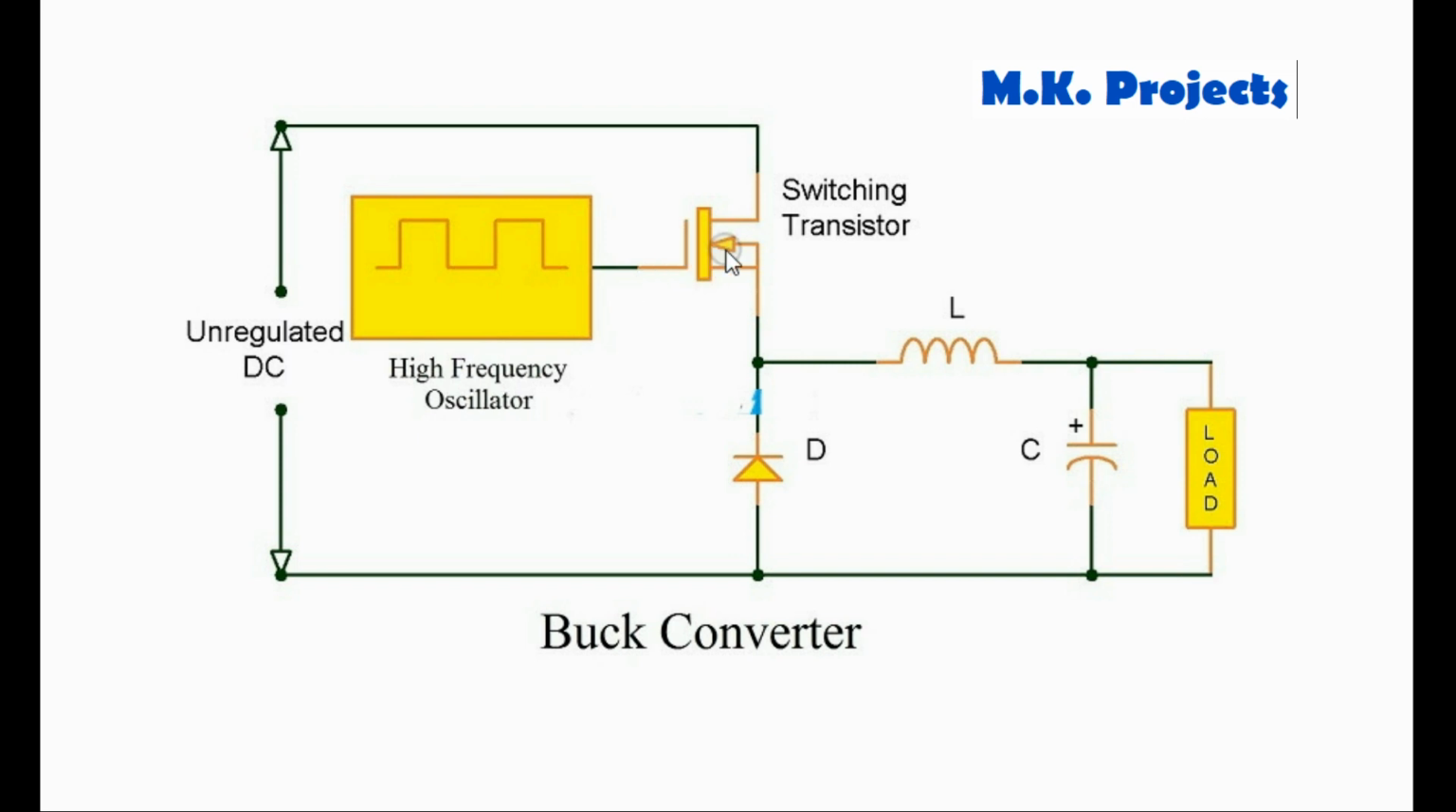Basically it comprises of a switching transistor, a diode, an inductor, and an output capacitor. This is the basic schematic with the input going here and the output across the capacitor. So switching is controlled by a PWM signal from either an IC or a microcontroller. So let's look at the on state.